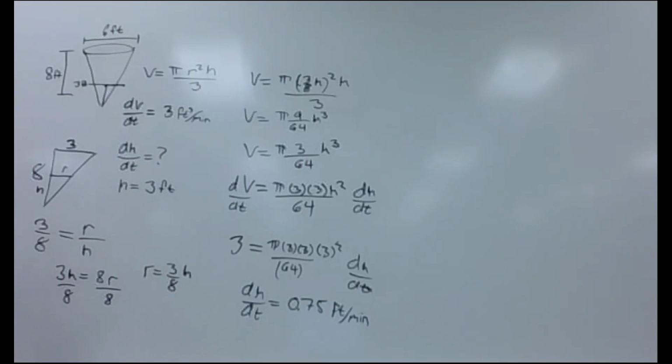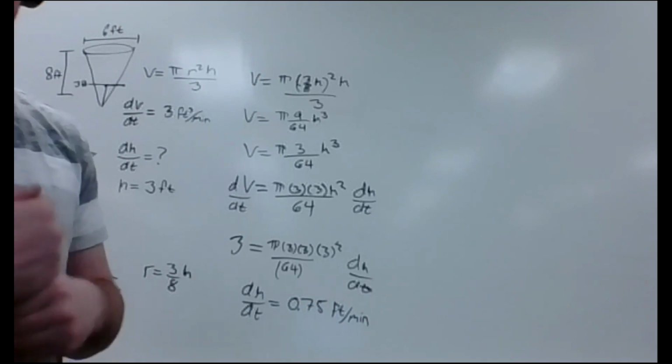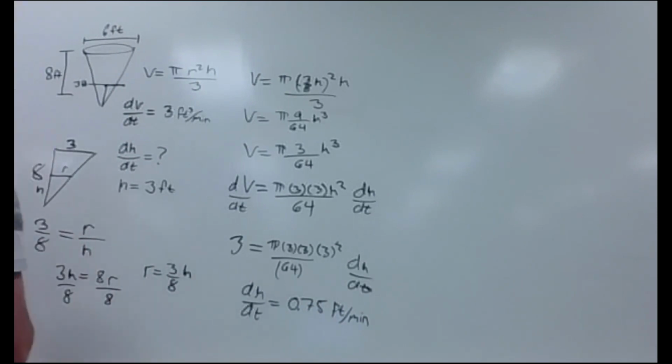So the concept to cover and remember is that these R and H are also dependent on time. I don't know if you've done the cone problem probably lots now, but it's probably the one that will help you most on this test's related rates problem. So I guess, do you have any other questions on this?